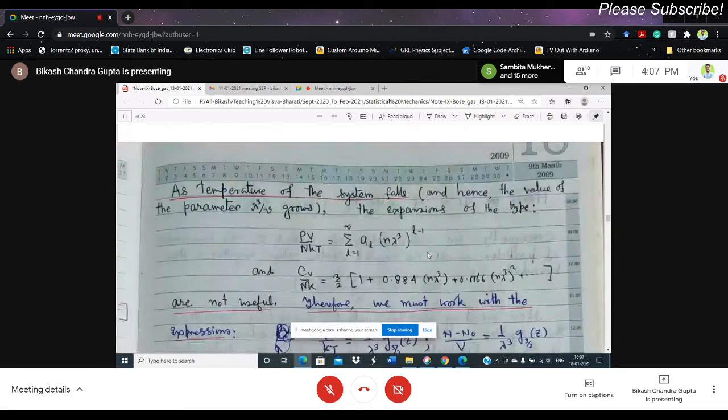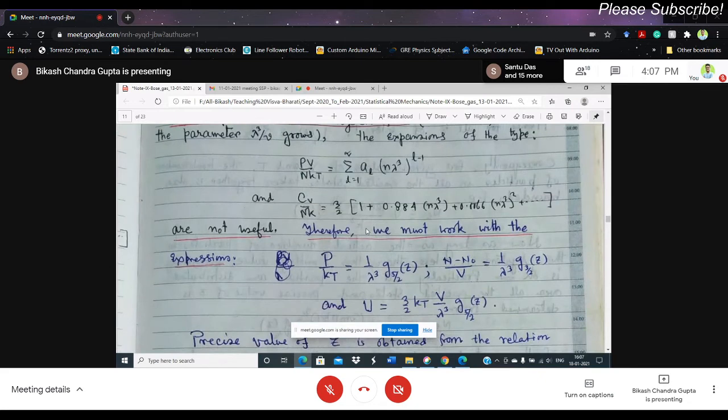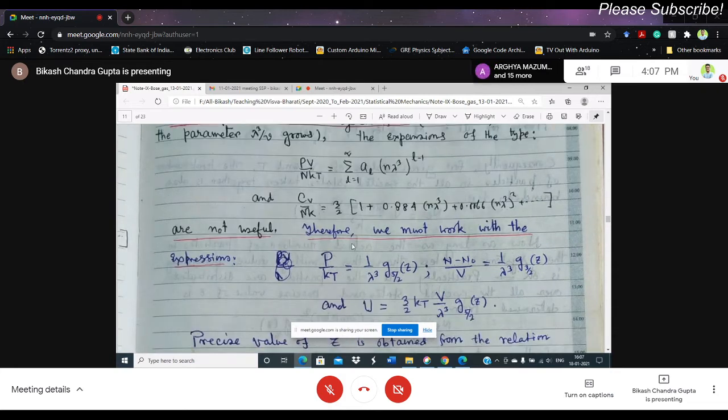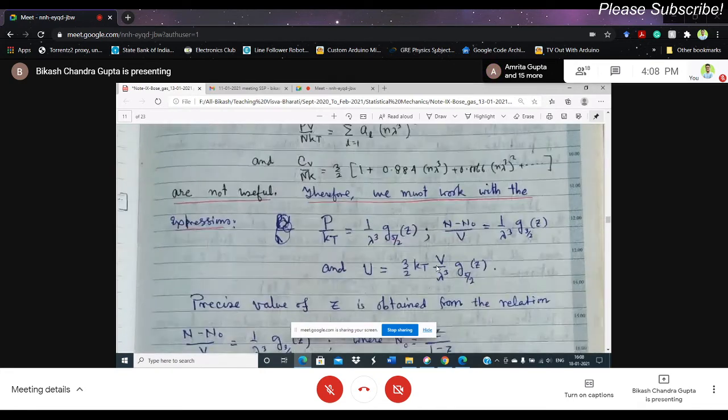But anyway, we have already said this, but again, as the temperature of the system falls, and hence the value of the parameter lambda cubed by v grows, the expansion of this type is no more useful. That is also true. Therefore we have to work with this, because otherwise it will not be converging.